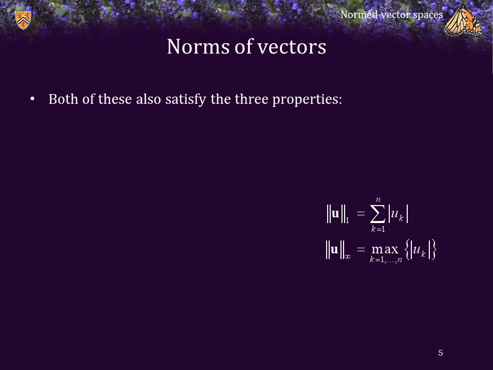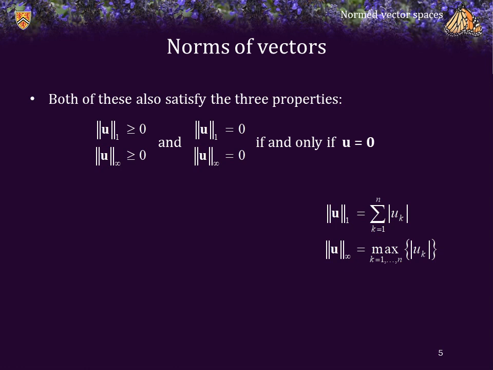Now, both of these norms satisfy the 3 properties that we saw of the 2 norm. For example, both the 1 norm and the infinity norm are greater than or equal to 0. After all, in the first case, we're just taking the sum of the absolute values of the entries. In the other, we're taking the maximum of the absolute values of the entries. So in either case, the value of the norm for any u must be greater than or equal to 0. But not only that, the 1 norm and the infinity norm are both 0 if and only if the vector u is 0. And that's clear.